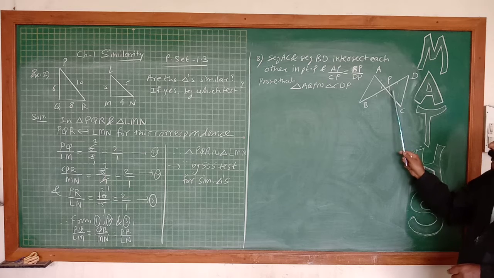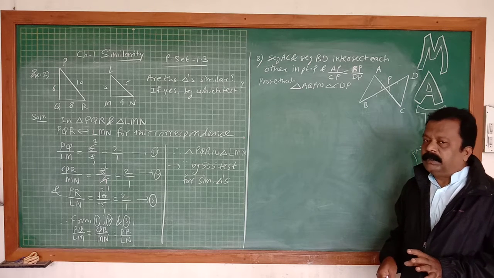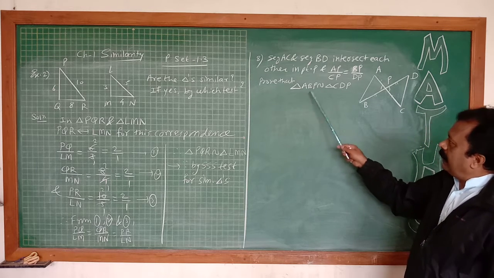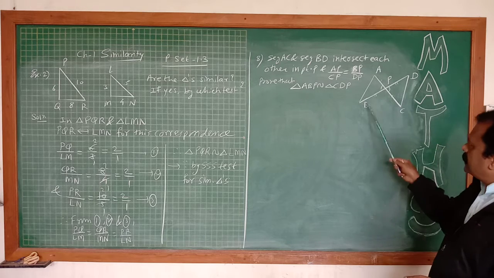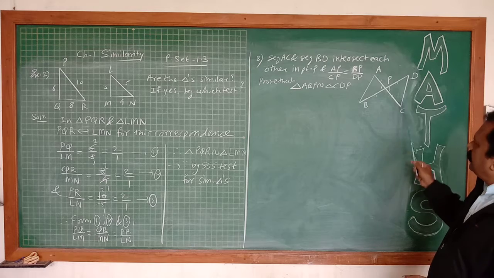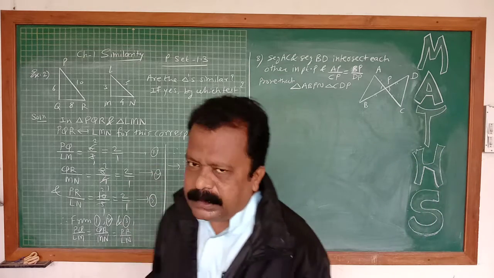Now, the included angle is congruent and sides are in proportion. Then what can we say? By SAS test, these two triangles are similar to each other. And that only we have to prove. See, triangle ABP, this. Triangle CDP, this. We have to show similar. Now same way, this explanation.